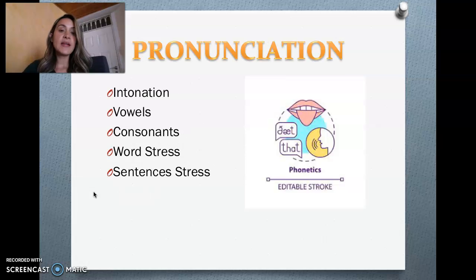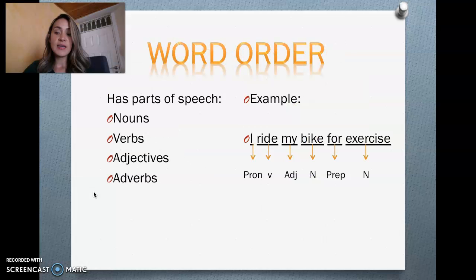The pronunciation, intonation, vowels, consonants, word stress, and sentence stress. The correct word order is as follows: the parts are nouns, verbs, adjectives, adverbs. Example: I ride my bike for exercise. In this sentence, I is a pronoun, ride is a verb, my is an adjective, bike is a noun, for is a preposition, and exercise is a noun.